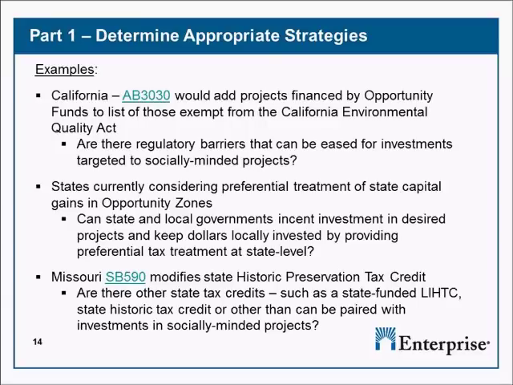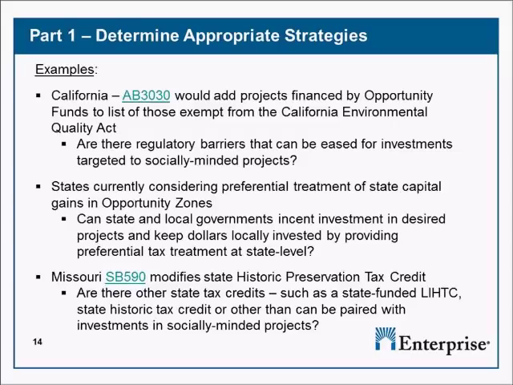A couple of quick examples that I'll run through. We're having a lot of conversations with state and local governments. Of course, I don't know everything that's happening in all 50 states, but some of these options really stood out to me. In California, Assembly Bill 3030 has been introduced this session. It's not passed yet. It's still pending approval.